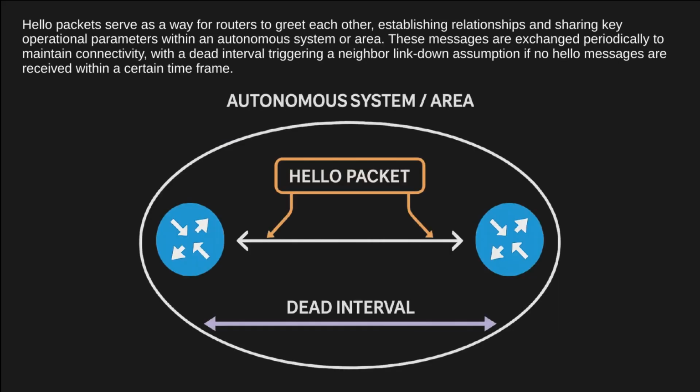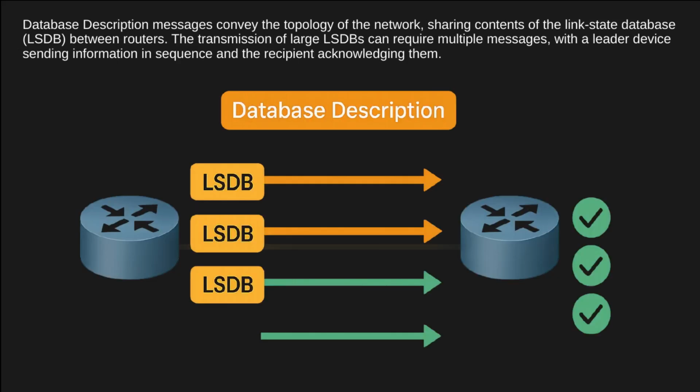Hello packets serve as a way for routers to greet each other, establishing relationships and sharing key operational parameters within an autonomous system or area. These messages are exchanged periodically to maintain connectivity, with a dead interval triggering a neighbor link down assumption if no hello messages are received within a certain time frame. Database description messages convey the topology of the network, sharing contents of the link state database (LSDB) between routers. The transmission of large LSDBs can require multiple messages, with a leader device sending information in sequence and the recipient acknowledging them.